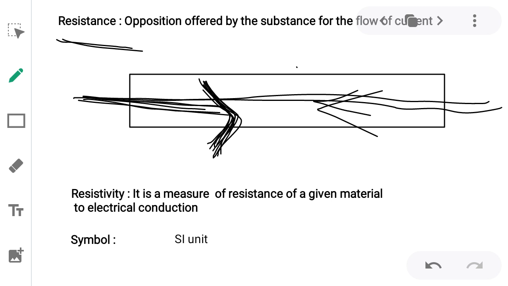Resistivity: it is a measure of the resistance of a given material to electric conduction.